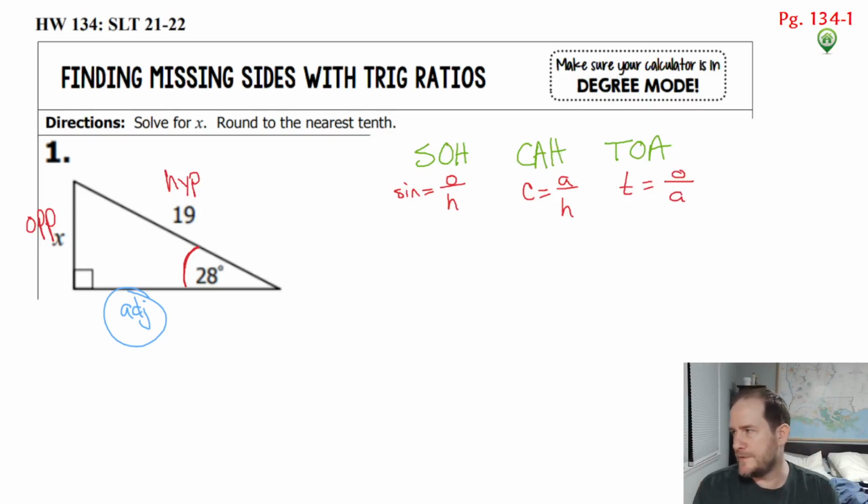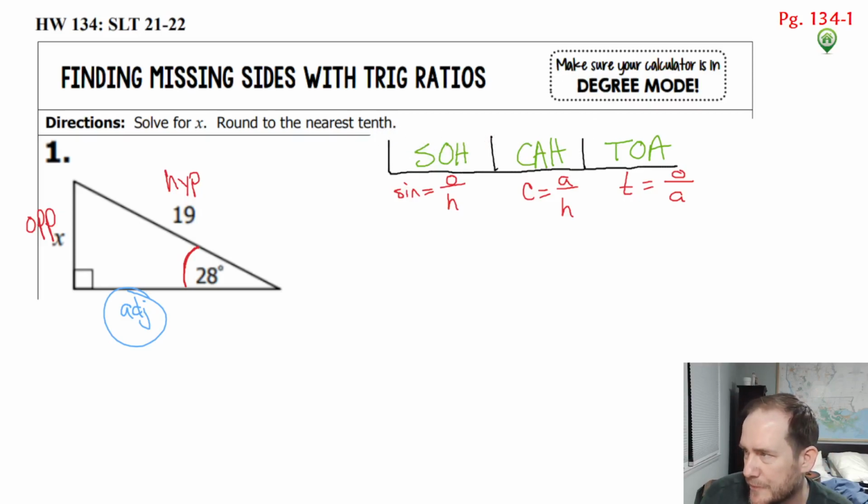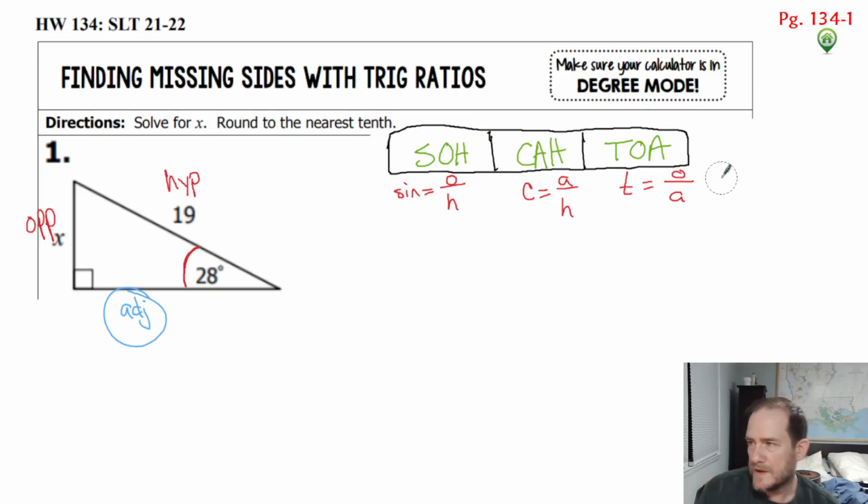That's what SOHCAHTOA means. I was a little shocked to hear that some people didn't actually know what SOHCAHTOA stood for, but that's what it stands for. It's to help you remember which sides to use in each trigonometric fraction.